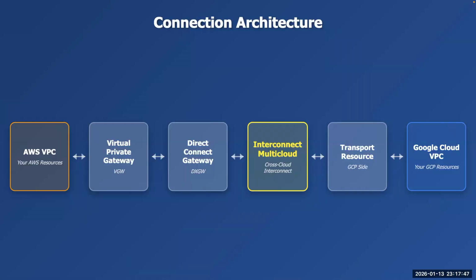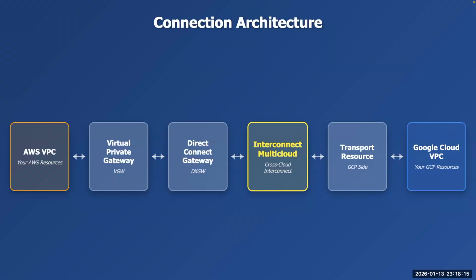So before we jump into the console, let's quickly review the connection architecture we will be building today. This is a bidirectional connection, meaning traffic can flow in both directions between AWS and Google Cloud. In our architecture, we have an application running on the AWS side in our AWS VPC and on the Google side in the Google VPC. And these applications need to talk to each other.